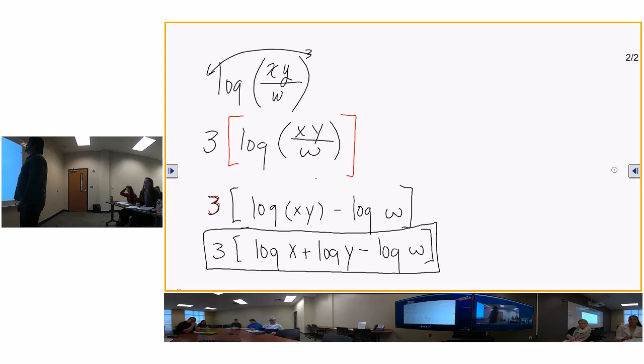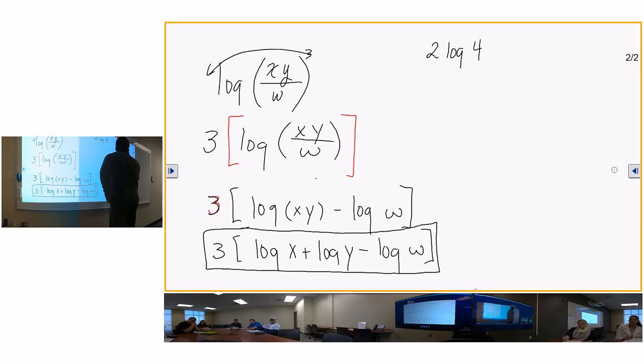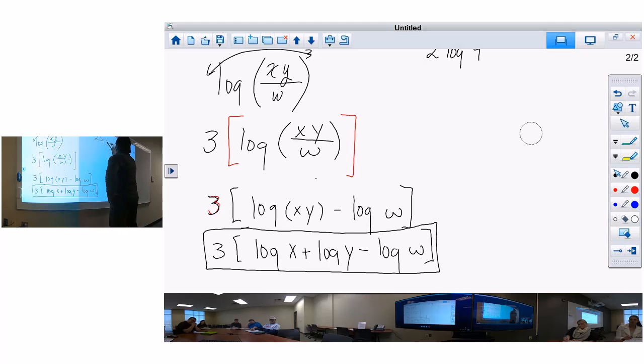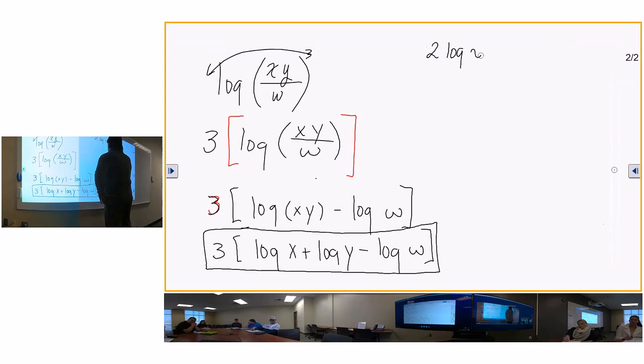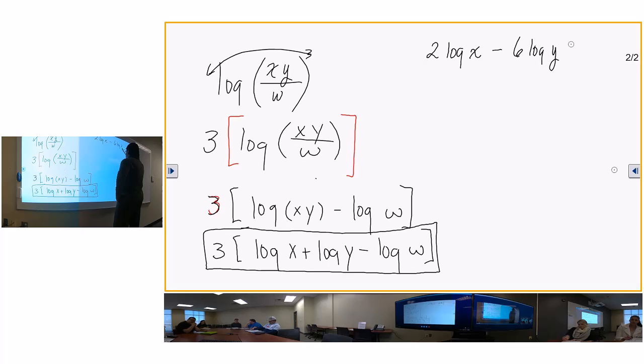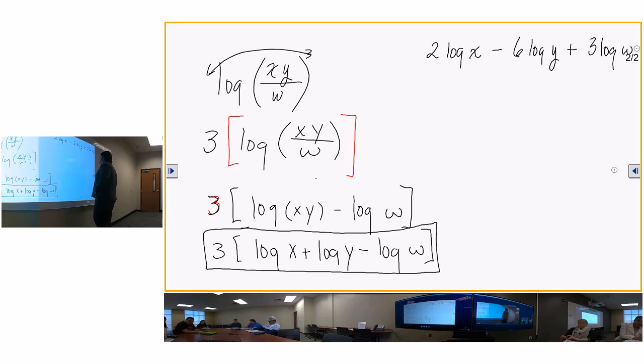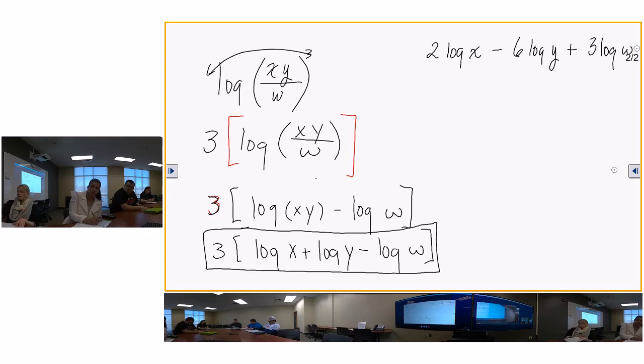Rewrite would be like this one. 2 log of 4. No, I don't want you to do those yet. Those are later. Of x minus 6 log of y plus 3 log of w. All right, see if you can do that one.